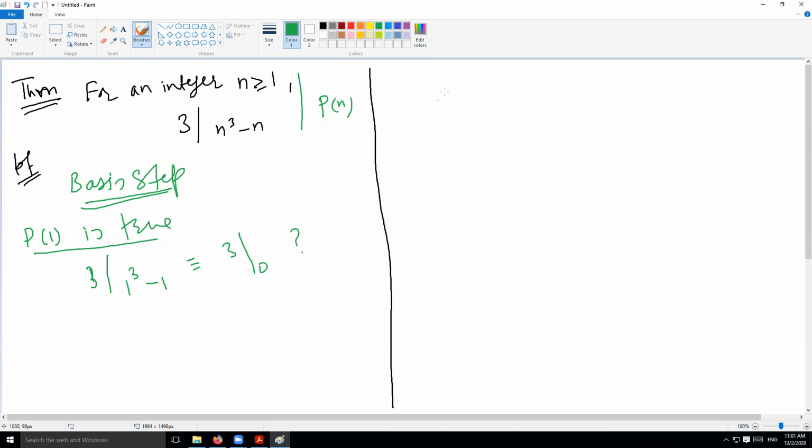Keep in view the definition. What is the meaning of A divides B? A divides B if and only if I can find an integer k such that B is k times A. So B is a multiple of A. Now why does 3 divide 0? Because 0 can be written as 3 times an integer, which is 0. So therefore P of 1 is true.